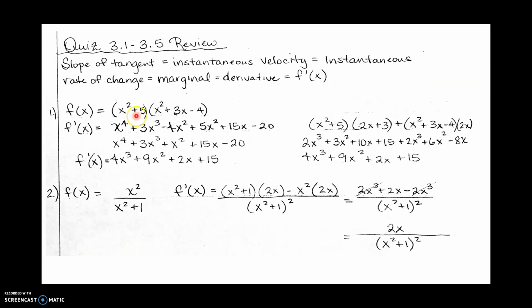All right, so for this first one, we have two things that are being multiplied. So two ways we can do that. You can either go through and multiply everything out first and then take the derivative with the power rule, or you can do the product rule, either one.